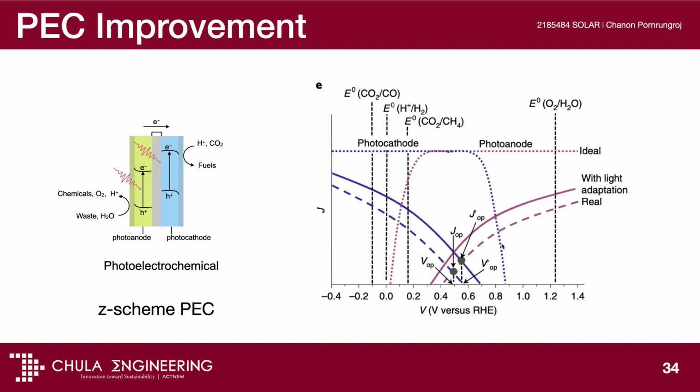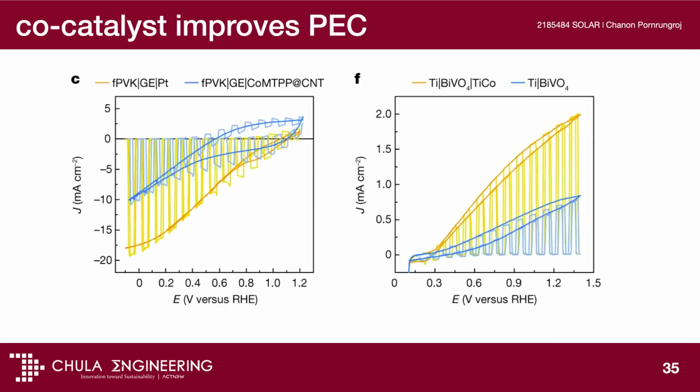And in the ideal case, if you want to make the best device, you want the current, the IV curve, to look like this, and overlap at the very maximum point, so that you get the best performance out of your photocathode and photoanode. But in reality, it's never like that, right? This is an example of a device my friend made.